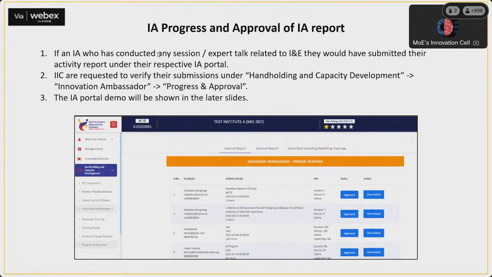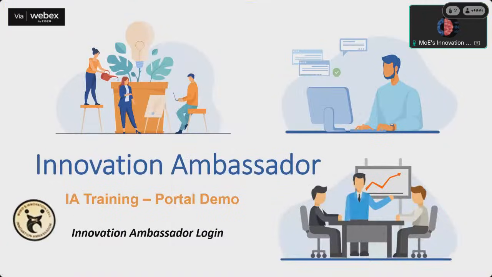So this is basically the function of the ISC members, those who are working under the ISC portal. Next we will go to the Innovation Ambassador IA Training Portal Demo. This is for the Innovation Ambassadors. If they have any doubt, you can also clear it with them, about what to do once you get the nomination credentials, once you nominate yourself. This is specifically for the Innovation Ambassadors only.